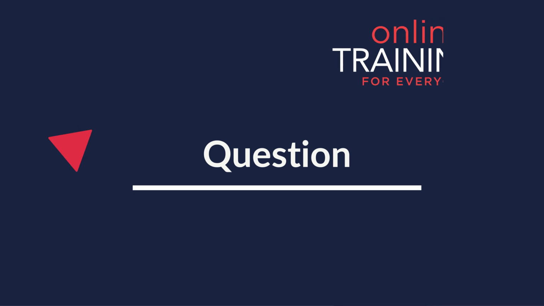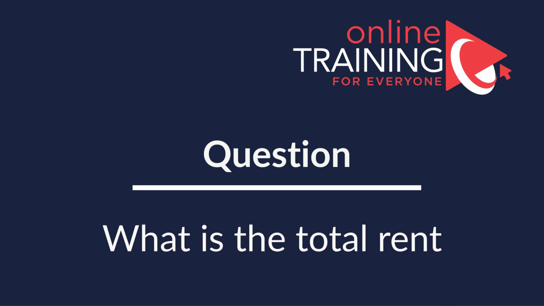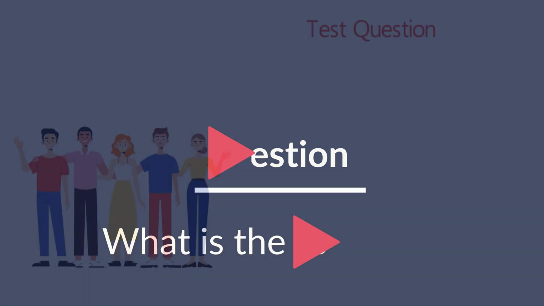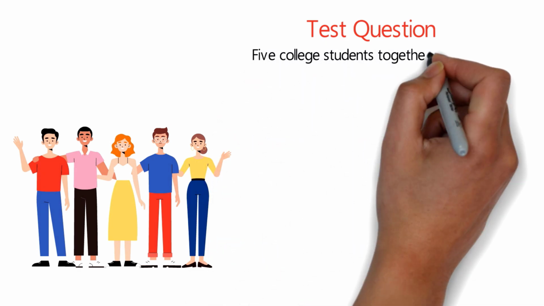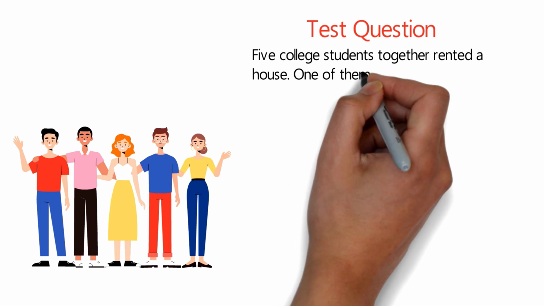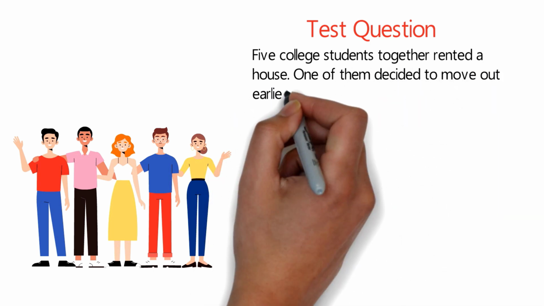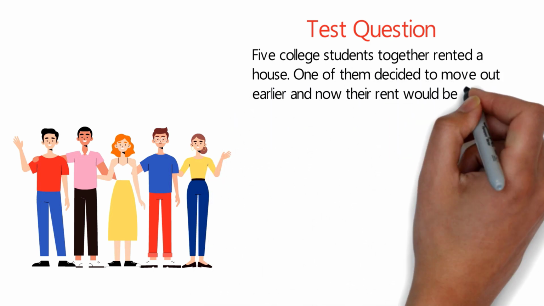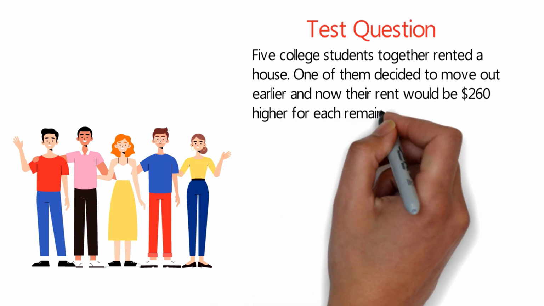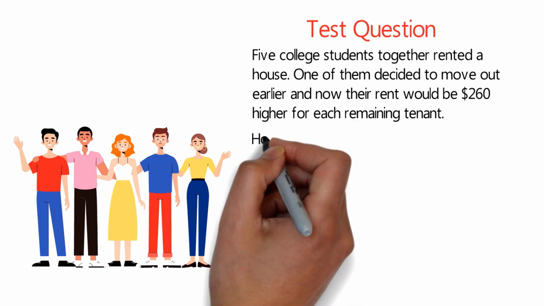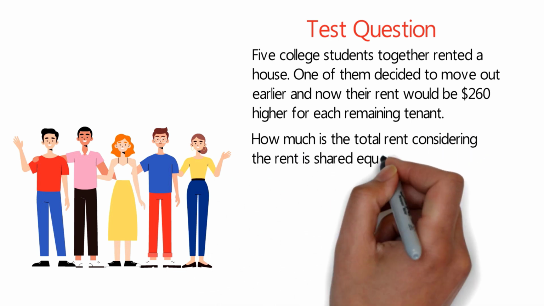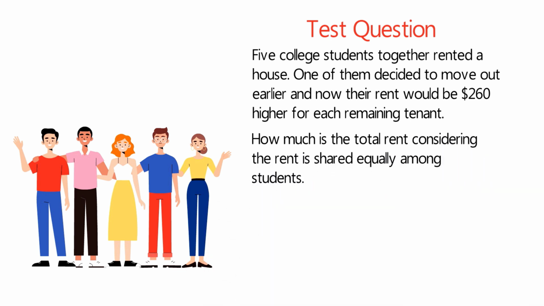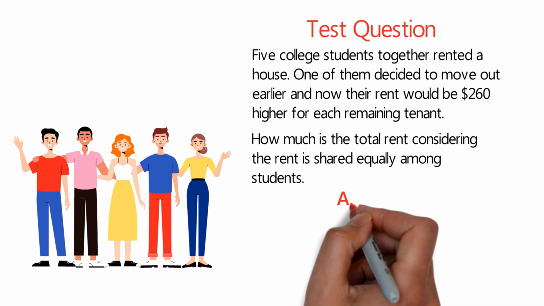Here's an interesting question you may need to know not just for the test, but also if you're trying to rent a house. 5 college students together rented a house. One of them decided to move out earlier, and now their rent would be $260 higher for each remaining tenant. What is the cost of the total rent, considering the rent is shared equally among students? And you're presented with 4 different choices.